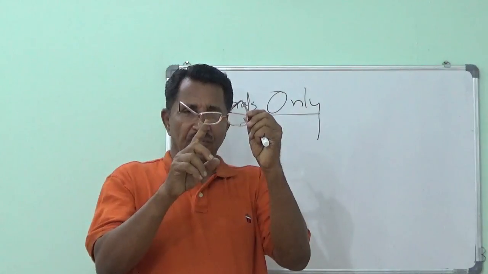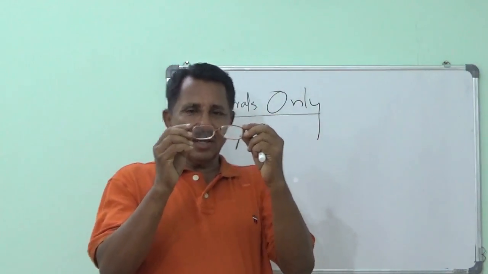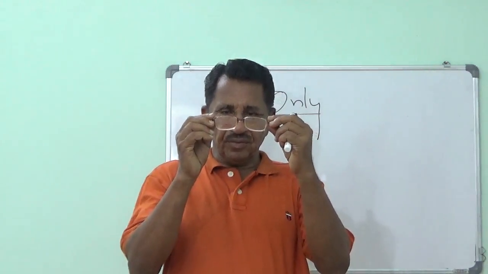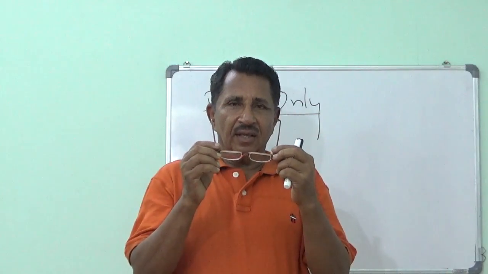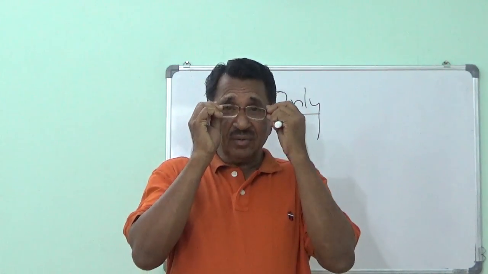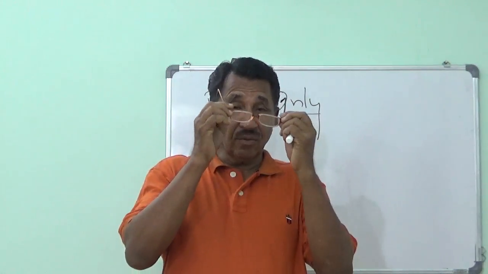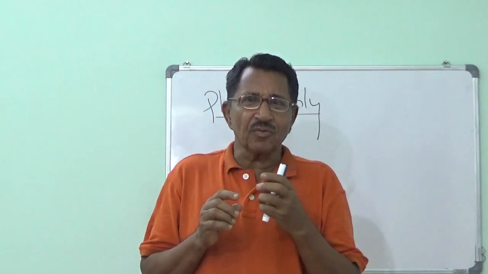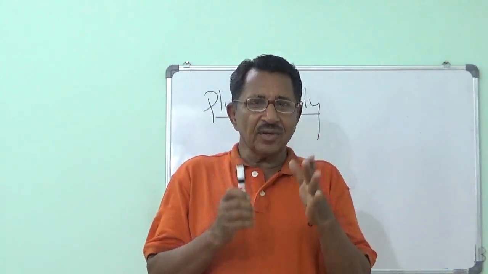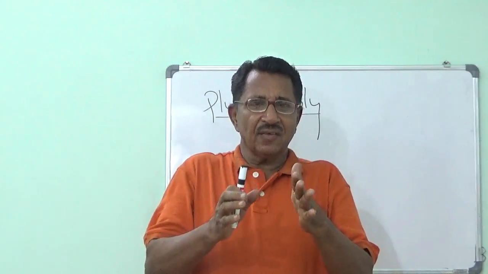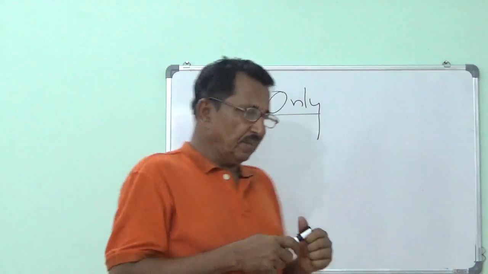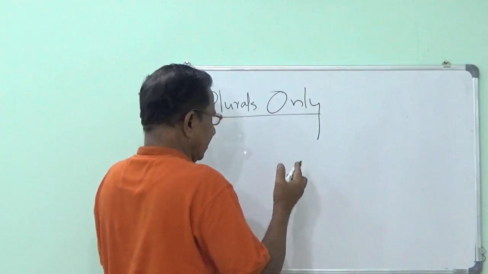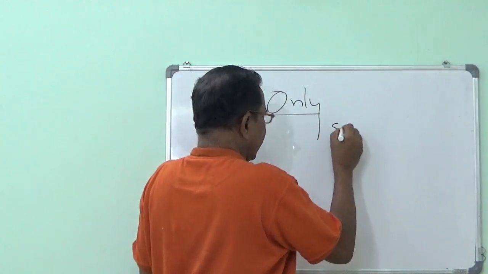Glasses is a 1, 2. Or another word for this is spectacles. Now suppose one is taken away, you cannot use it, you have to look like this, you know. That's very funny. It will look very funny. So whenever you say spectacles, that is always plural. Or glasses, you say.